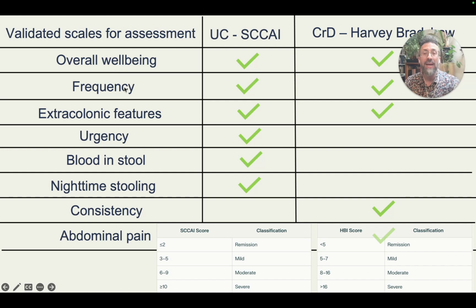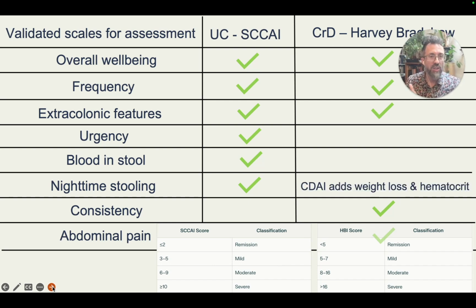We can use what number you get from the answers to these questions. What's your overall well-being? How many times in 24 hours are you stooling? Are you stooling at night? Is there blood in stool? Is there abdominal pain, etc.? We can use the answers to these questions to help us determine, are you in remission? Do you have mildly active disease, moderately active disease, or severely active disease?